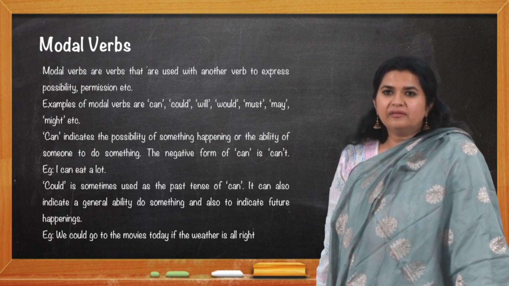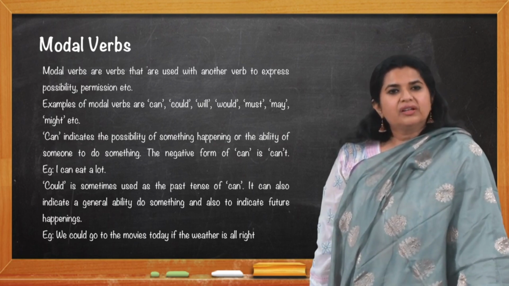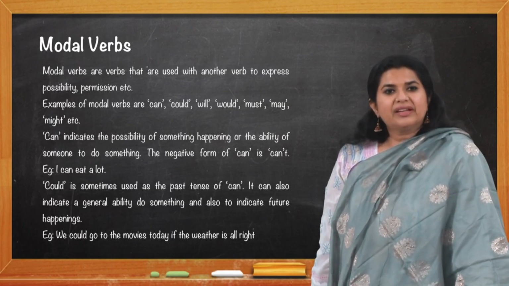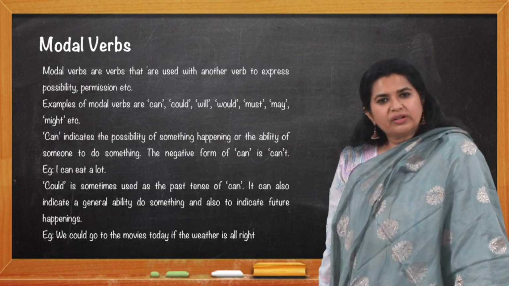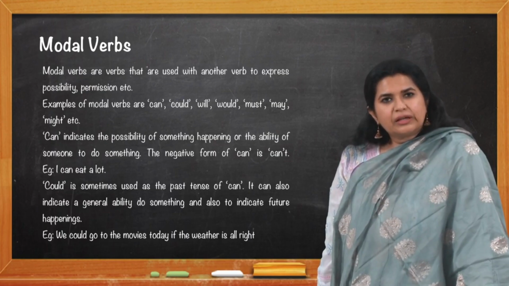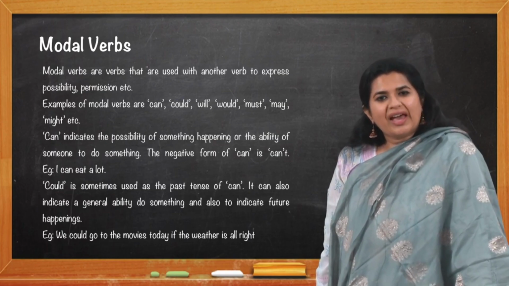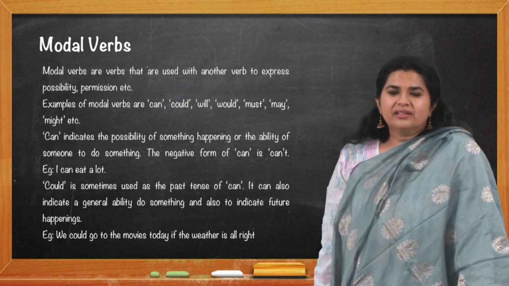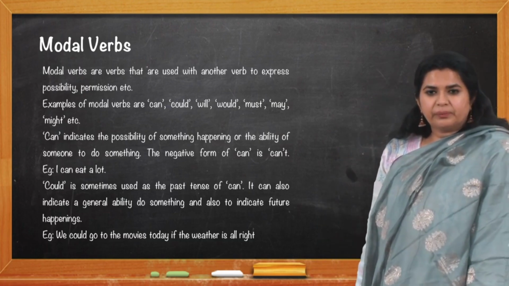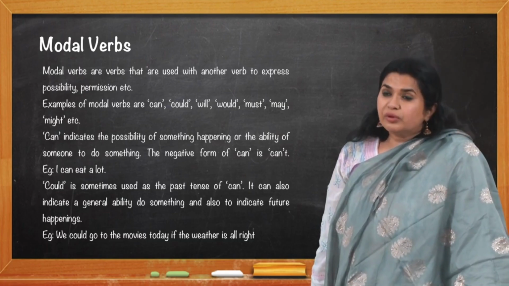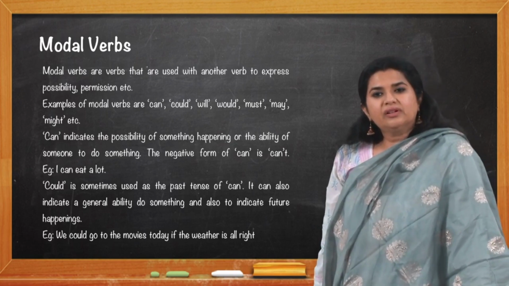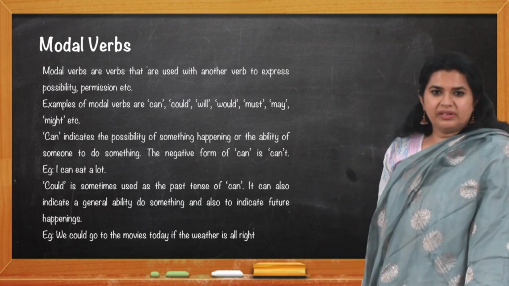When you say they can fish as in an act of fishing, then fish is the verb and can becomes a modal verb. But in they can fish, where we are talking about fish as a noun and putting fish in cans, then here you are using can as the main verb. Otherwise, most of the time these modal verbs are used along with another verb to express possibility, permission, etc.